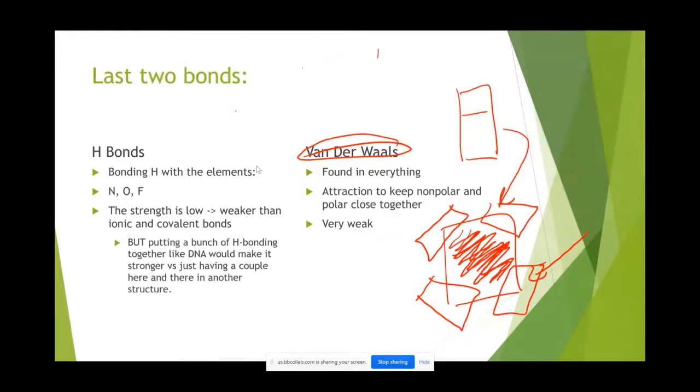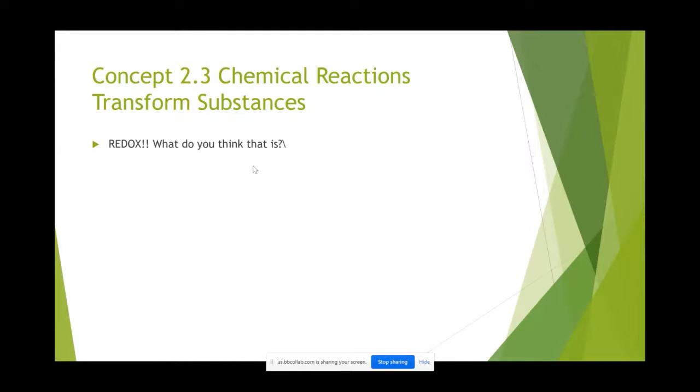Yeah. Awesome. Last thing is redox, and we'll call it a day. That's it. Redox, what do you think it is?